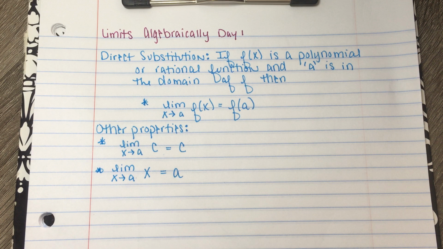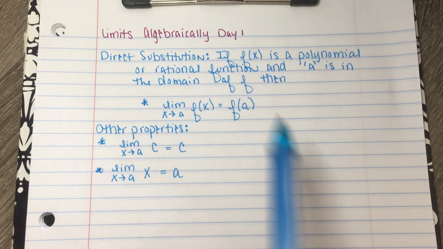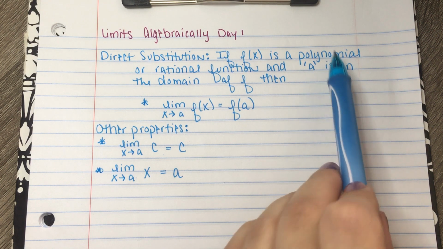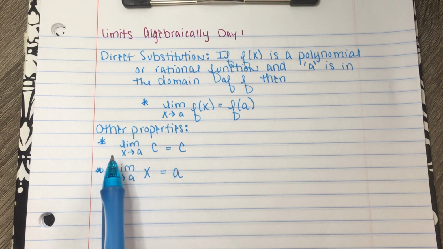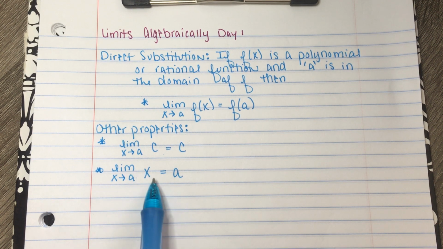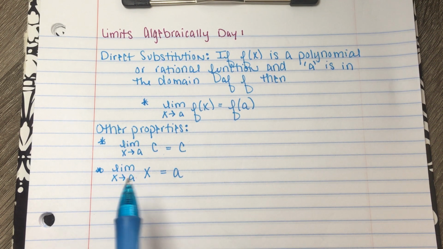But the main thing is we're not doing too much algebra. We're really just directly substituting in and seeing if we get out a number. That's in the case of a polynomial and a rational function. And then if we have the limit as x approaches a of a constant, it's equal to that constant, or the limit as x approaches a of the function x is equal to whatever x value we are approaching.